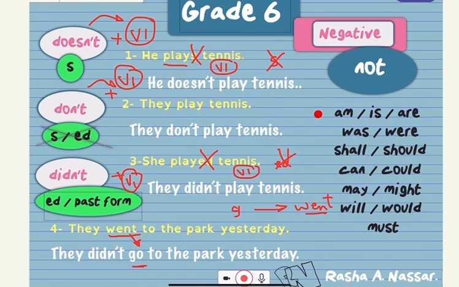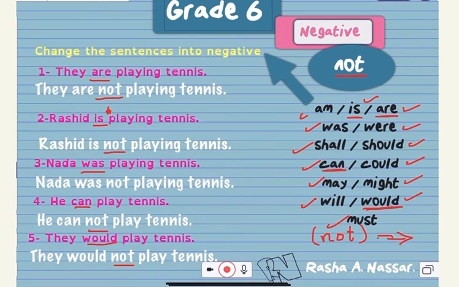But if you see two verbs, and one of them is a helping verb like am or is or are or was or were or shall or should or can or could or may or might, will, would, and must, you will use only not. You will not use doesn't or don't or didn't. You will use only not. So if you see any of these helping verbs, you will use not.